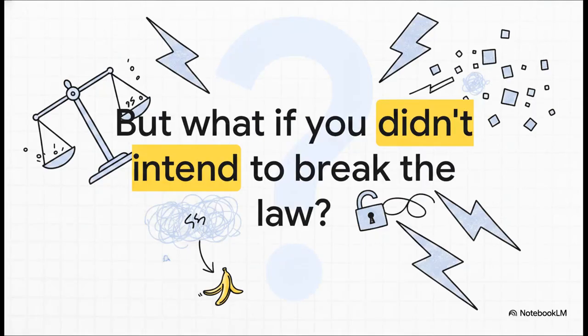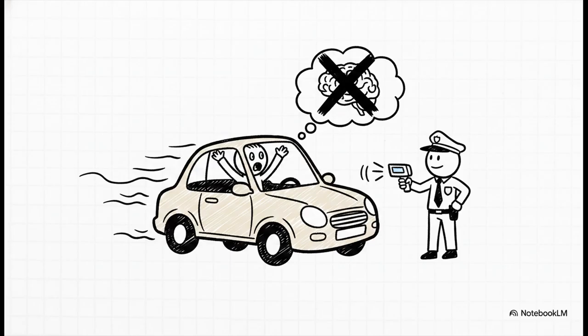So intent is the real game changer here, which naturally leads us to wonder, what if you didn't intend to break the law? What if you break a rule completely by accident? Does the system just let you off the hook? Well, not exactly. The answer lies in strict liability offenses.